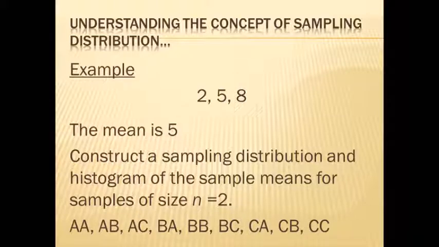Let's construct a sampling distribution for these samples. We're using samples of size n equals 2. So I have the following here. Of size n equals 2, we have AA, AB, AC, BA, BB, BC, CA, CB, and CC. There are a total of 9.